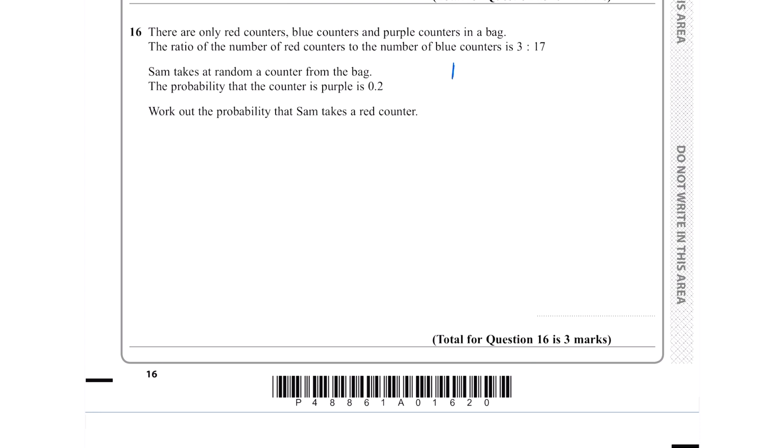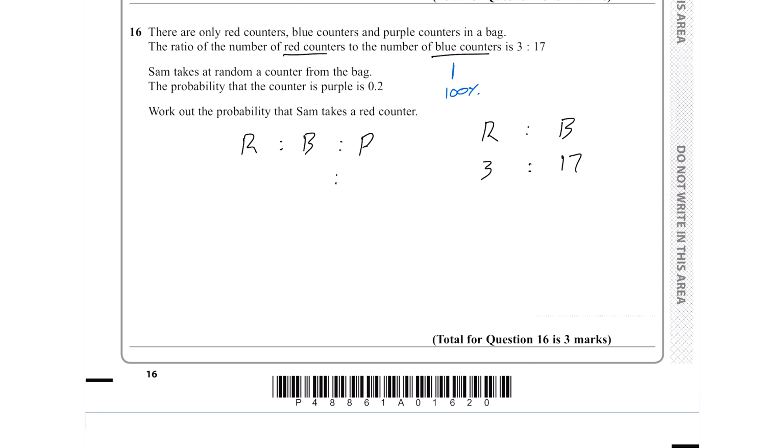Remember, probability always adds up to 1 as a decimal, and as a percentage, it's out of 100%. So let's write this bit out. There's red to blue. So we have red to blue is 3 to 17, and then we have red, blue, and purple.